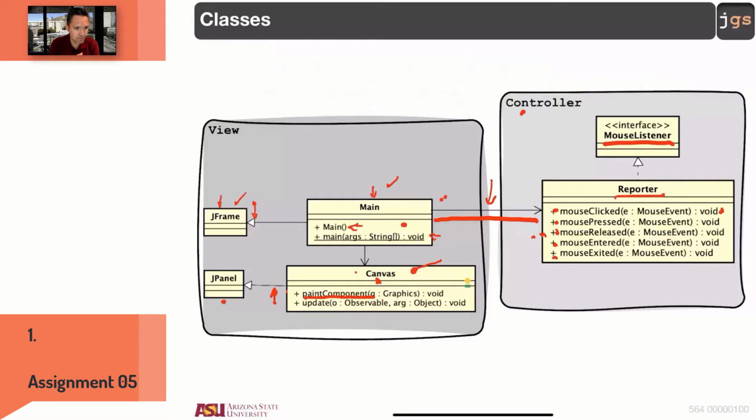Step number one, for the model view controller, I am asking you to separate view and controller, two different classes. In the assignment that you did before, if you used the mouse listener, you probably put the listener in the same class as the main. I am asking you to separate them. Good? Next.